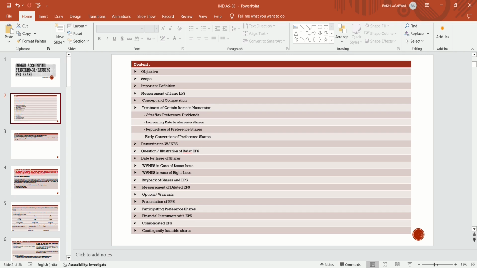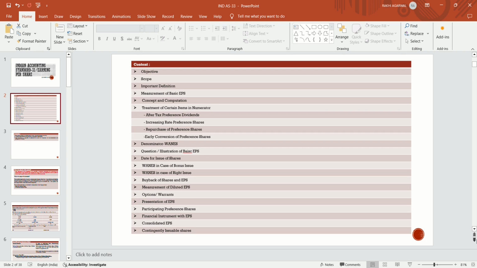Then we will discuss the measurement of diluted EPS, option warrants, then presentation of EPS and the disclosure part, how EPS is to be presented in the financial statement. Then we will discuss participating preference shares, financial instruments with EPS, consolidated EPS. Then we will discuss contingently issuable shares.